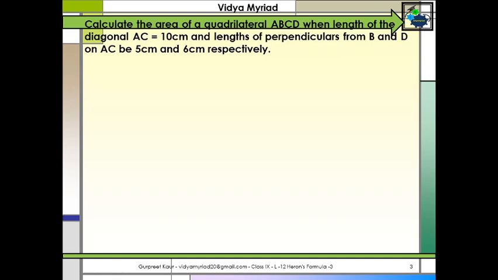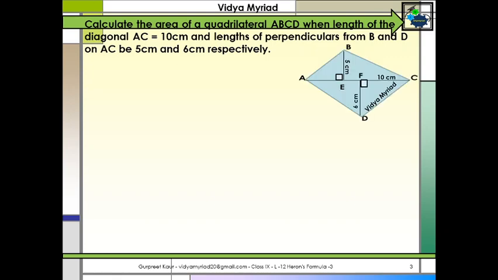It says: calculate the area of a quadrilateral ABCD when the length of the diagonal AC is given as 10 cm, and the lengths of perpendiculars from B and D on AC are 5 cm and 6 cm respectively. Now here children, you are just given this question without the diagram. So on the basis of this question, we will try to make what it is trying to say.